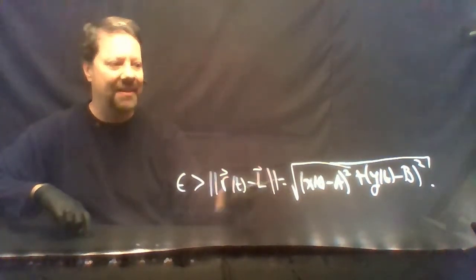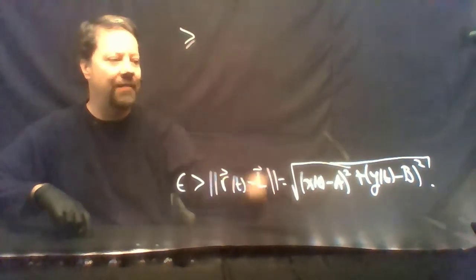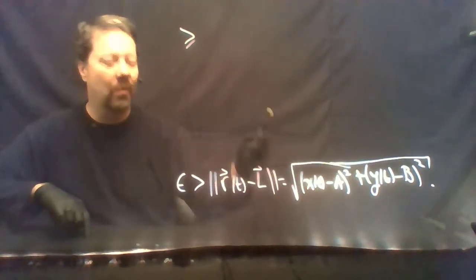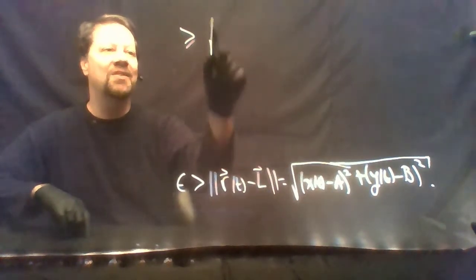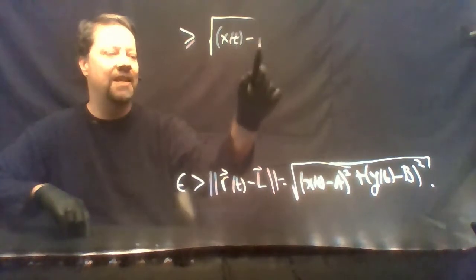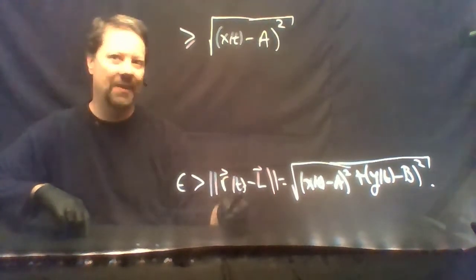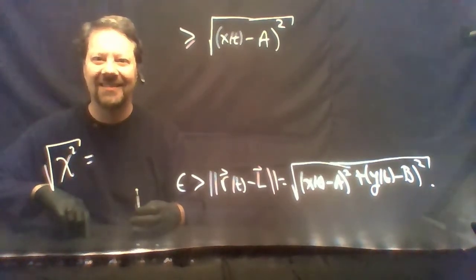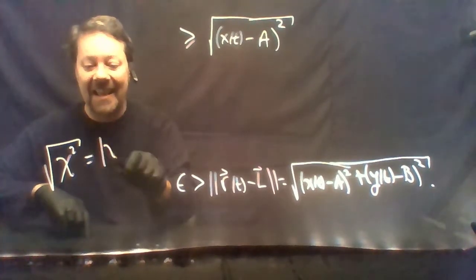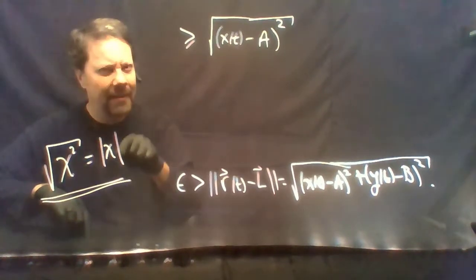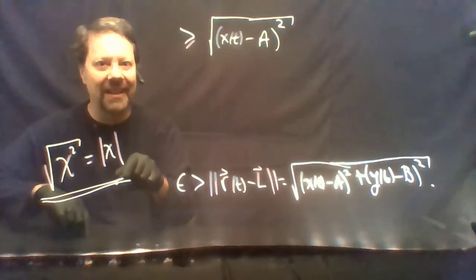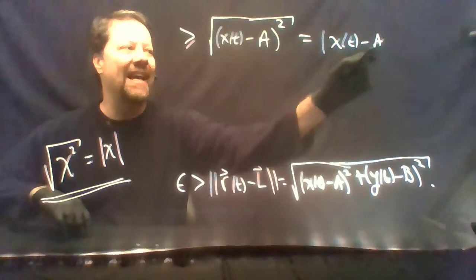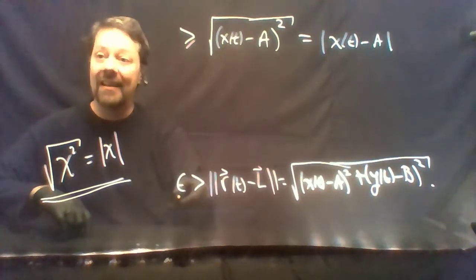Now wait a minute, we're going to play with this a little bit. If you ignore a positive term under that square root, you will get something smaller, or equal to, if it's 0, the square root of x of t minus a quantity squared. But what is the square root of x squared? It's the absolute value of x, not x. Get this one straight. Think about it. So we get the absolute value of x of t minus a is less than epsilon.